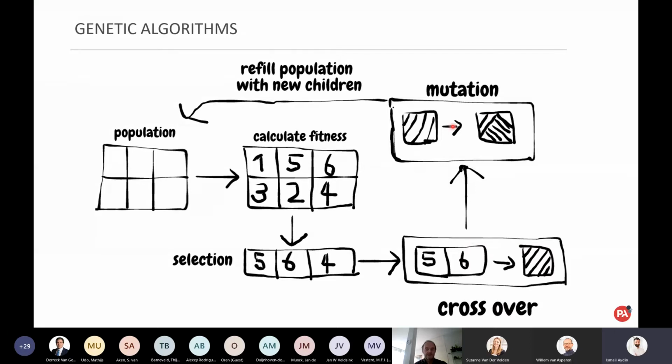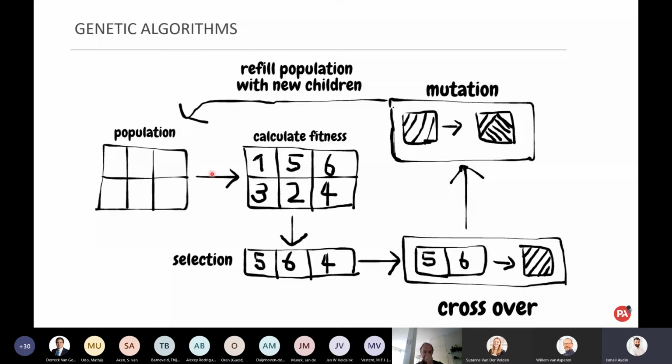and then that children you're going to apply a mutation to them, which is very small changes that you apply over here and over there in that vector space of the child. And what you then do is you refill that population with new children to your population set.